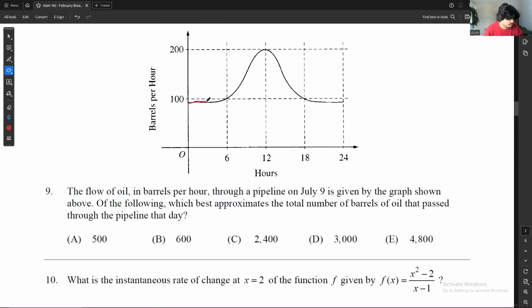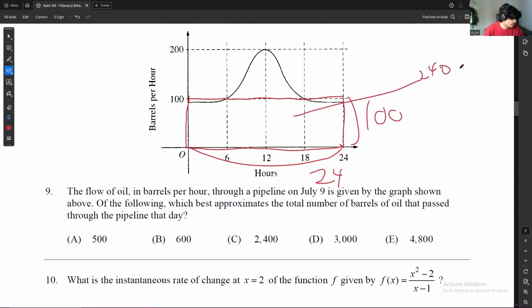So I'm just gonna draw a rectangle. Since it's giving an approximation, I'm just gonna write approximately, and here's the rectangle, which has the length of 24 to 100. Therefore, this will be 2400. And I'm just going to draw 2 triangles over here.